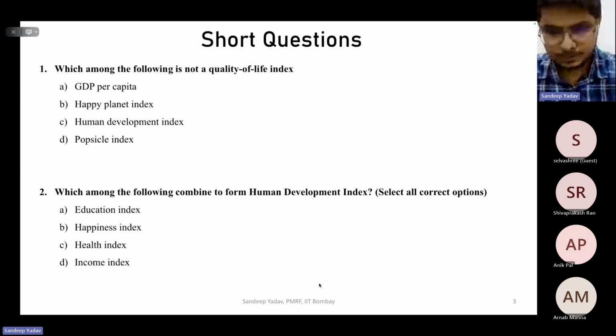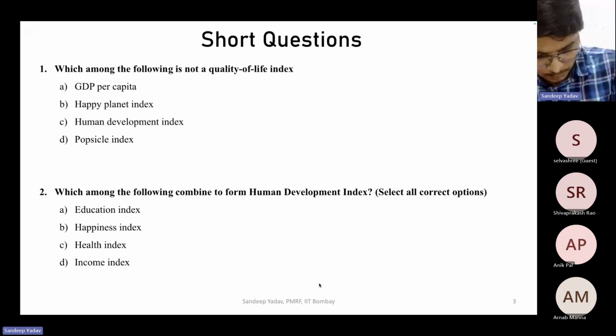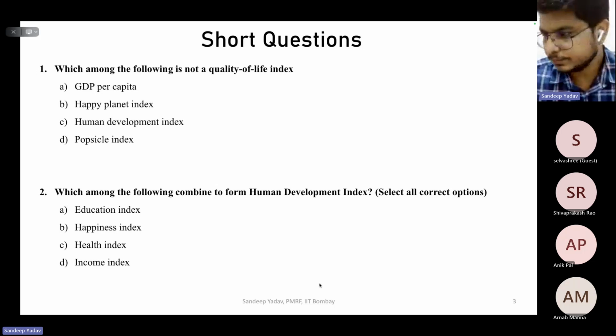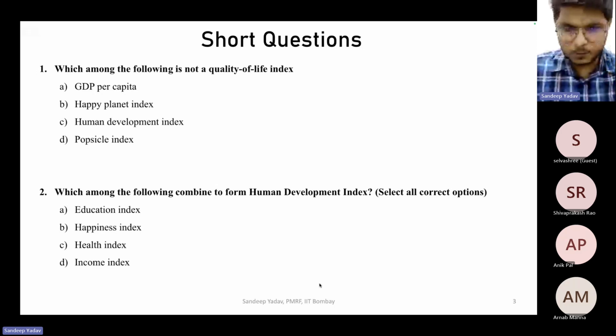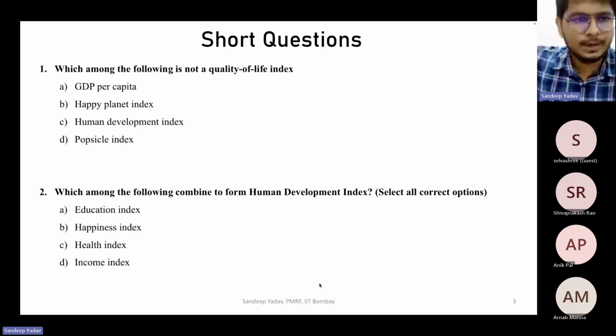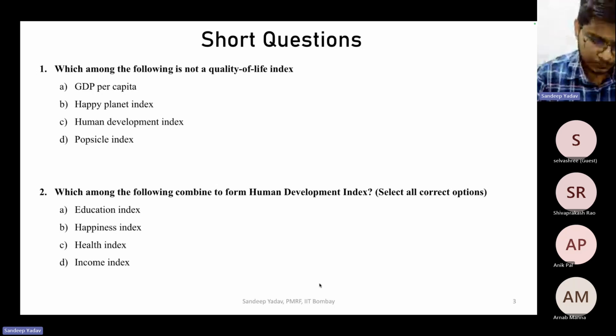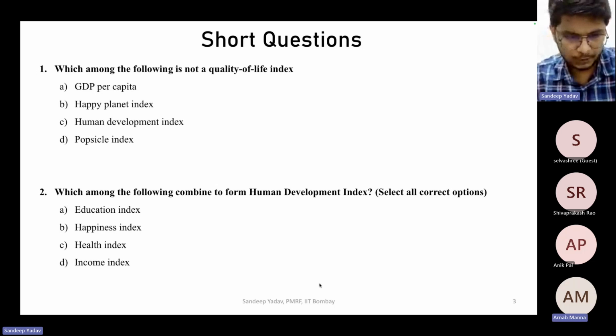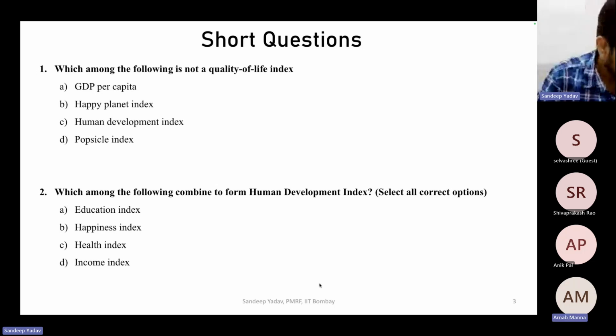I'm just starting with a small question that will give you some clarity about objective questions. Similar types of questions are asked in the weekly quizzes, and similar questions will come in some exams also. Now, what among the following is not a quality of life index? You have to answer with me. I don't want to solve it alone, because I'm seeing lots of people have already joined.